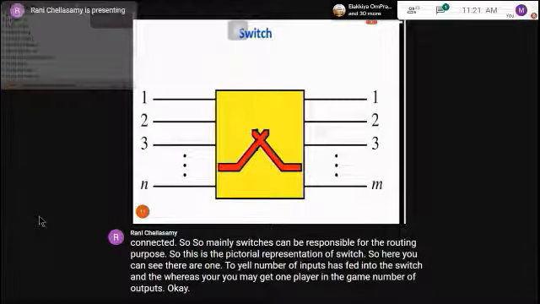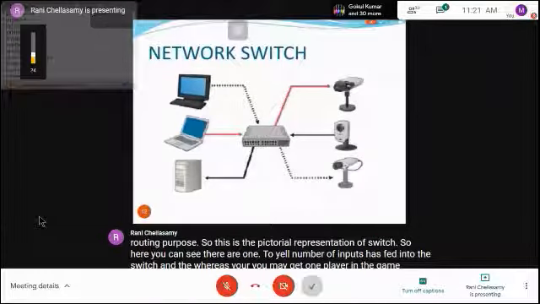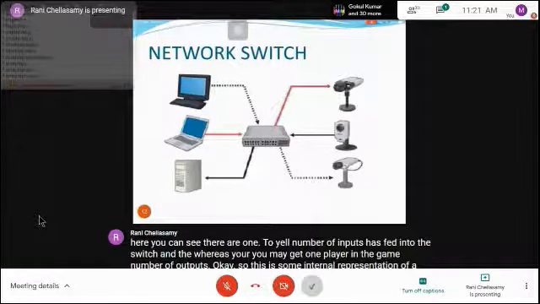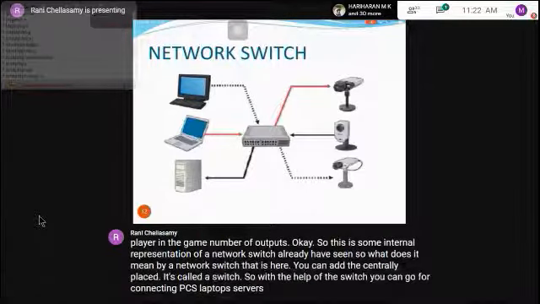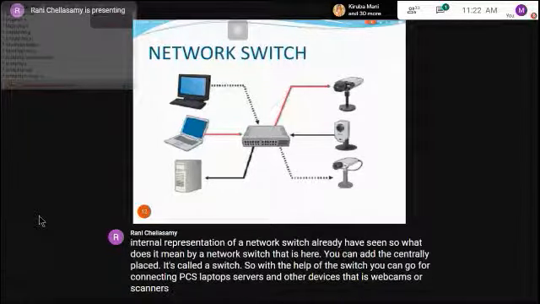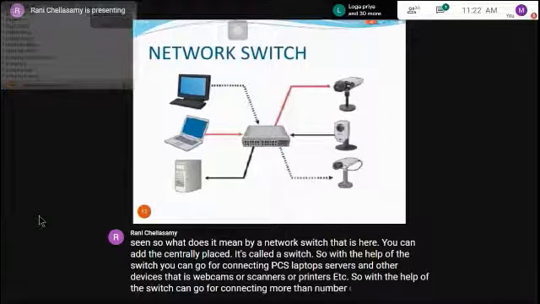Okay. So this is a pictorial representation of a network switch. Already we have seen it. So what is meant by a network switch? Here you can see, at the central place, it's called a switch. With the help of the switch, you can connect PCs, laptops, servers, and other devices, that is webcams or scanners or printers, etc. So with the help of the switch, you can connect a large number of devices.